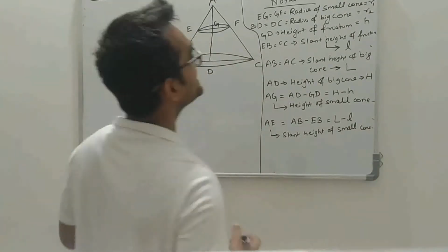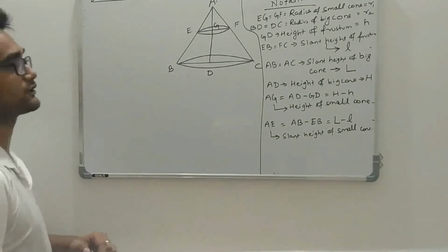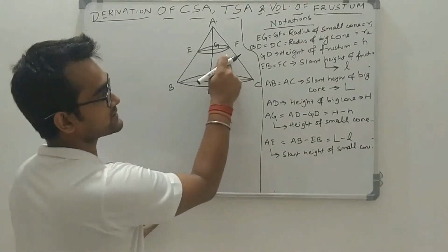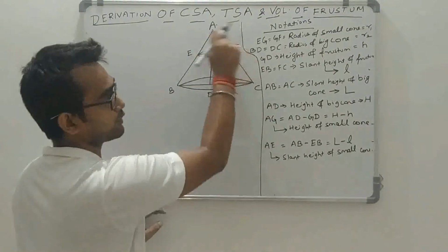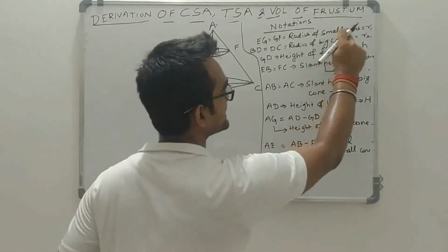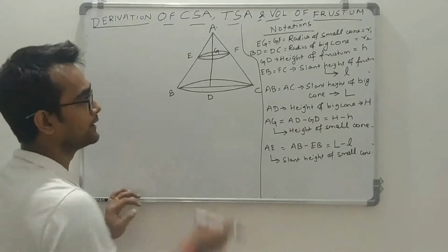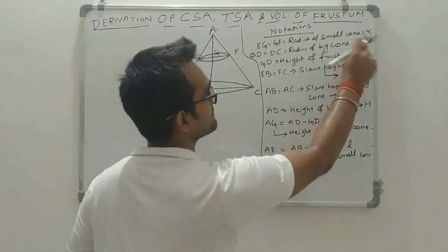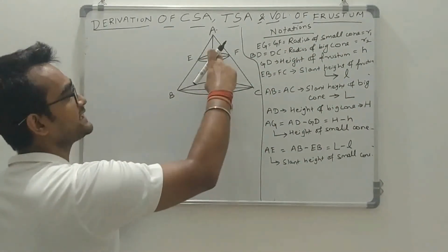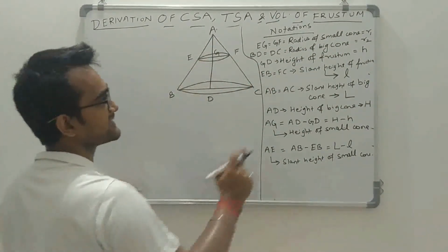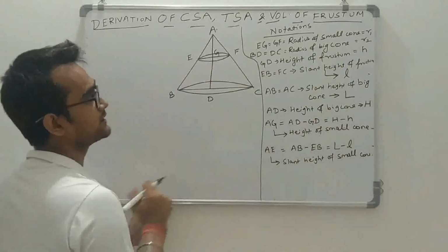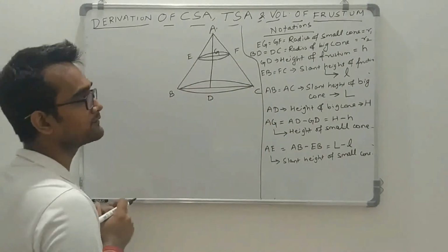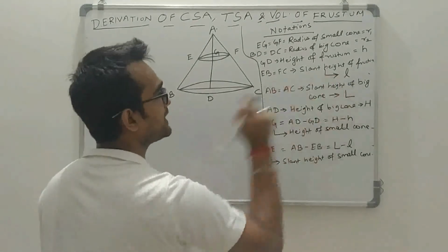So friends, these are the different notations related to this derivation. EG equal to GF, as you can see, this is the radius of small cone, which is designated by the symbol R1. BD equal to DC is the radius of the big cone, which is designated by the symbol R2. GD is the height of frustum, which is designated by the symbol small h. EB equal to FC is the slant height of the frustum, which is designated by the symbol small l.